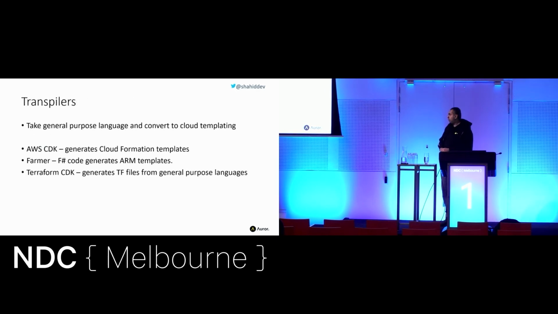There's another class of tools out there generally called transpilers. These have been growing in popularity since Pulumi became popular. AWS has the CDK, and I believe it takes a general purpose programming language, but it spits out the templates behind the scenes, and those templates get executed. Farmer is an open source project, really popular, using F# for generating ARM templates. And then Terraform recently introduced their CDK. Say recently, it's probably been a year. And again, it does a similar thing. It generates TF files from general purpose languages. So in some ways, it's a validation of what Pulumi have been doing. Well, to be fair, Farmer's been around before that, but yeah.